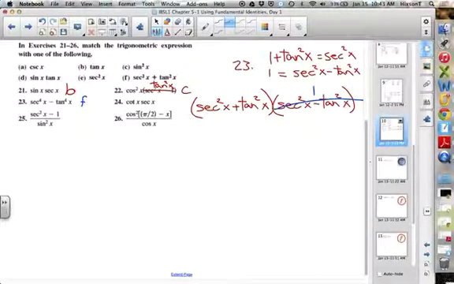Cotangent times secant. Cotangent is cosine over sine times 1 over cosine. The cosines cancel out. So you have 1 over sine, which is A, cosecant.